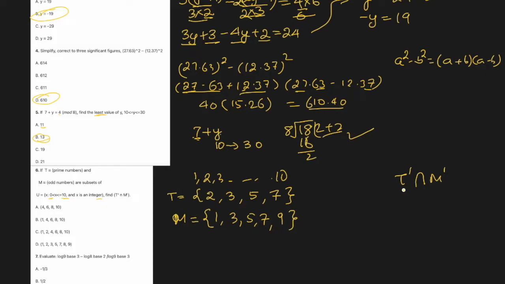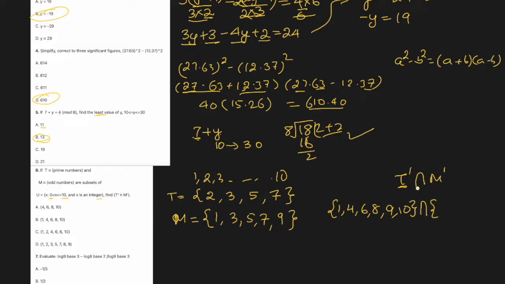They want T prime intersection M prime. So T prime means the numbers which are not in T first. The ones which are not in T are 1, 4, 6, 8, 9 and 10.